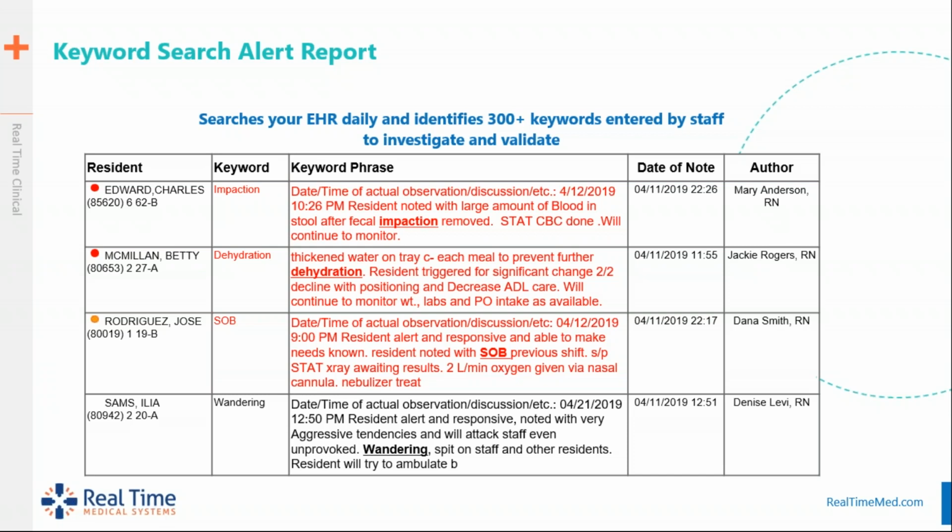in the chart. Of course, we have words like malnutrition, dehydration, fecal impaction, which it's very important to know that they've been documented appropriately. We also have words like hit, kick, punch, rape, and always identify the author of the note and date and time stamp when that note was written so that you can intervene.